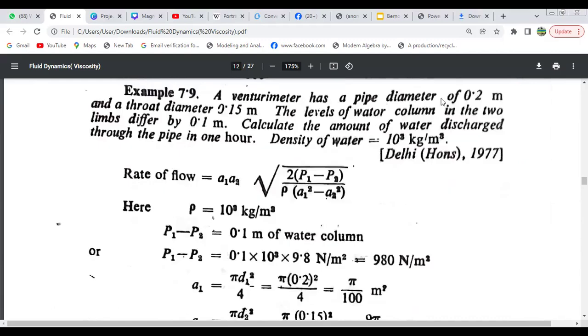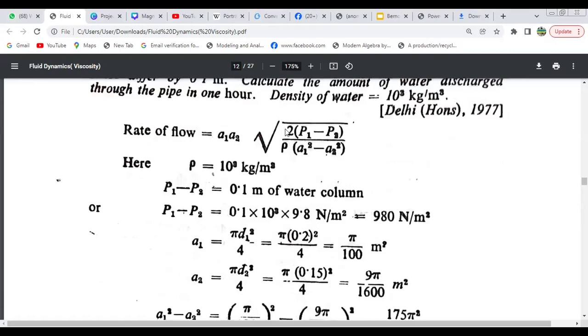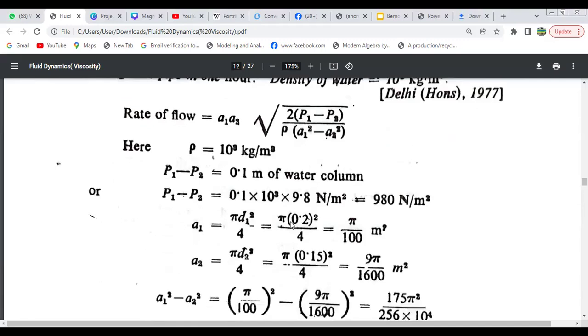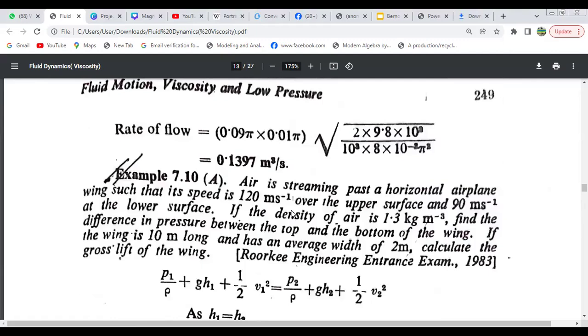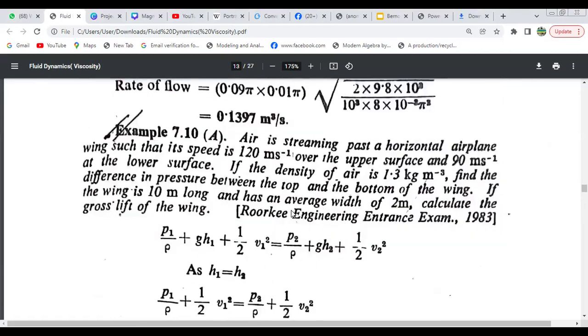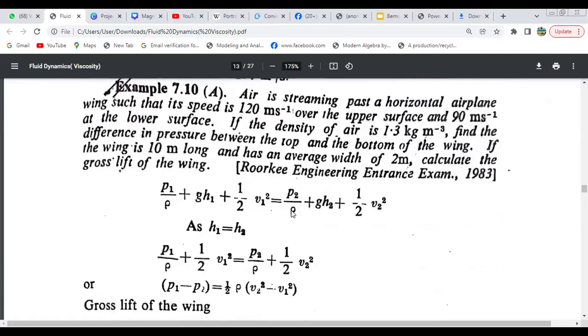A Venturimeter has a pipe diameter of 0.2 meter and throat diameter 0.15 meter. The levels of water column in the two limbs differ by 0.1 meter. Calculate the amount of water discharged through the pipe in 1 hour. Density of water is 1000 kilogram per meter cube. So rate of flow, this is the formula. Rho equals given. P1 minus P2 is given. So just putting the values. Similar example left for you. This is another application of Bernoulli's principle.